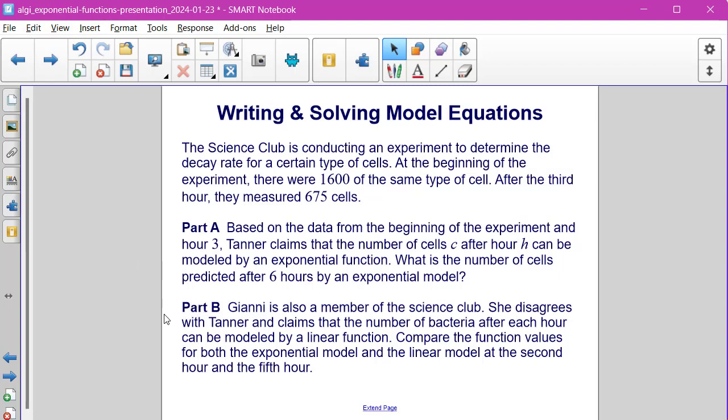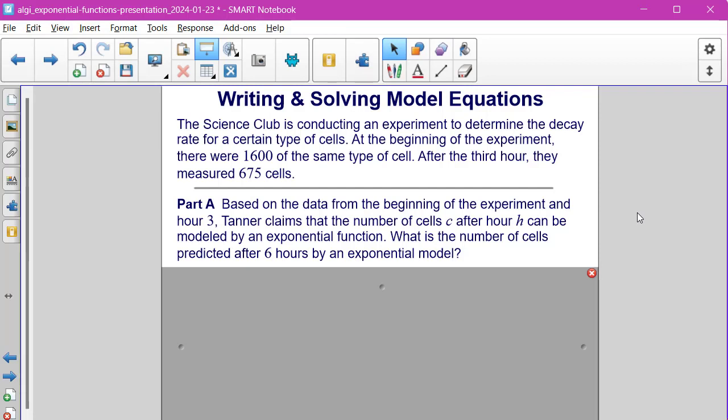And then part B, Gianni is also a member of the Science Club. She disagrees with Tanner and claims that the number of bacteria after each hour can be modeled by a linear function. Compare the function values for both the exponential model and the linear model at the second hour and the 5th hour. Let's begin with part A.